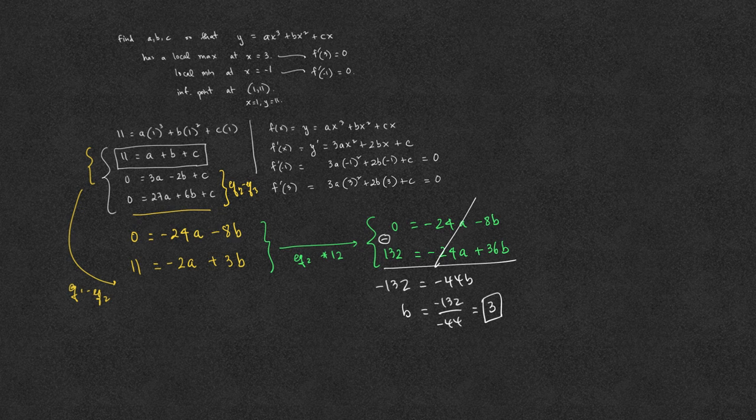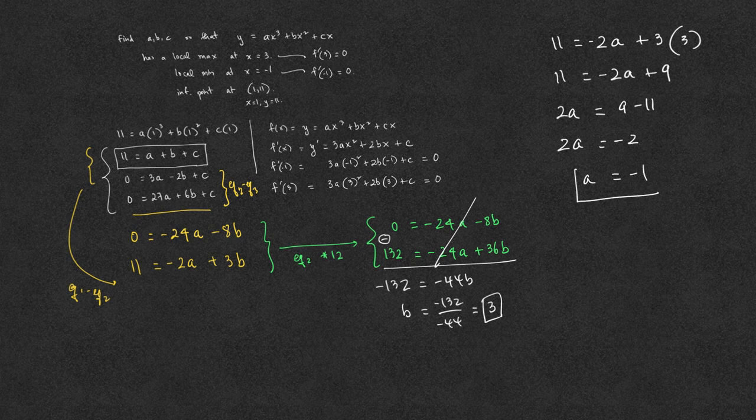Now we can do a back substitution. We have b equals 3. Using any equation with a and b, we can find a. Using the equation 11 equals negative 2a plus 3b, but b is 3 now, we have 11 equals negative 2a plus 9. Moving 2a to the left, 2a equals 9 minus 11, so 2a equals negative 2 and a equals negative 1.